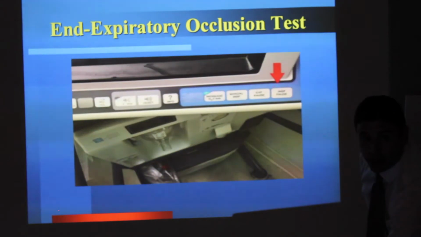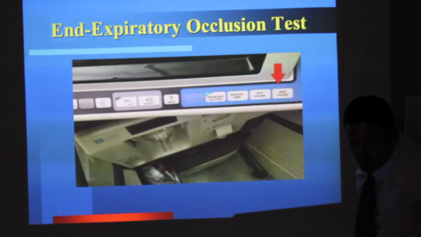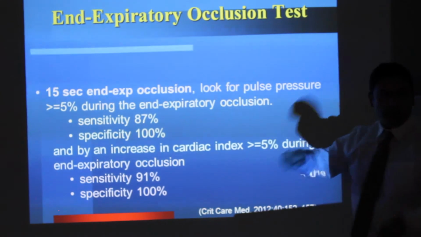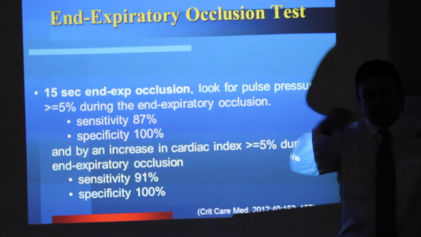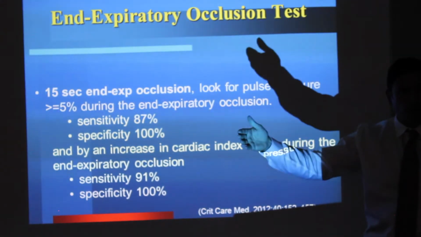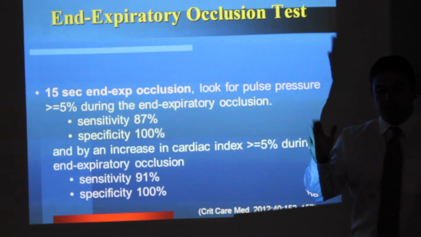So what else can we do if the patient has AFib? This is a ventilator here. We have this button here. It's the end expiratory occlusion test. What you do is press this button to get 15 seconds of end expiratory occlusion. This is how most of the time we check for volume responsiveness. This way you can stress the circulation for 15 seconds.